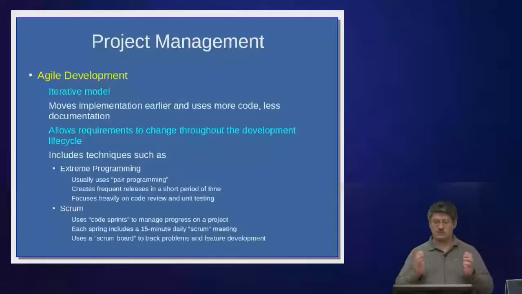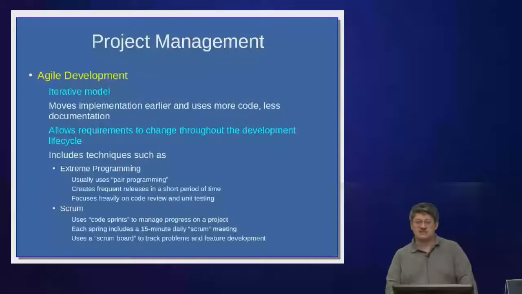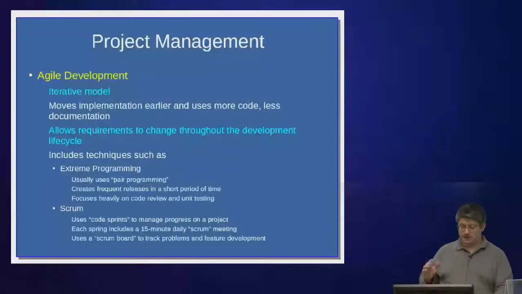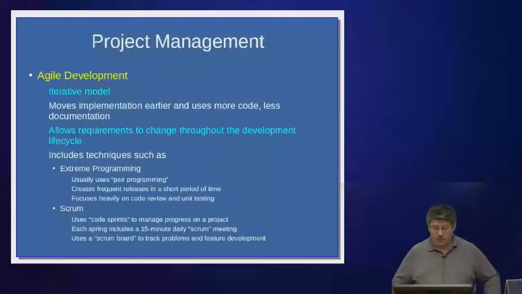It uses code sprints to manage progress on a project. You can use extreme programming with Scrum. Each sprint, I should say sprint, not spring, usually starts with a 15-minute daily Scrum meeting, where you talk about your progress and assign tasks for the rest of the sprint. It typically uses a Scrum board or sometimes a Kanban to track problems and feature development.